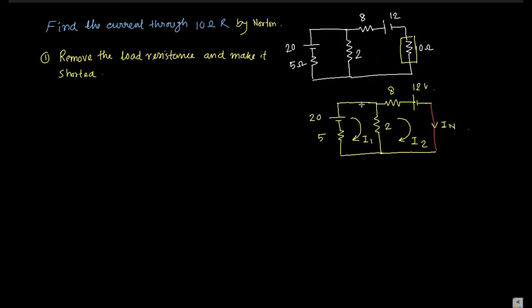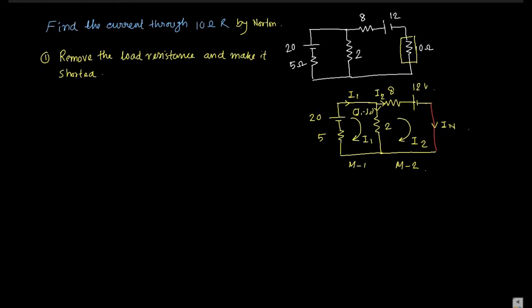If I1 is flowing like this and one part, that is I2, is flowing from this, then in the shared branch the current becomes I1 minus I2. Okay, so you can know all these things. So how can we calculate the IN? This is the mesh 1 and this is the mesh 2.